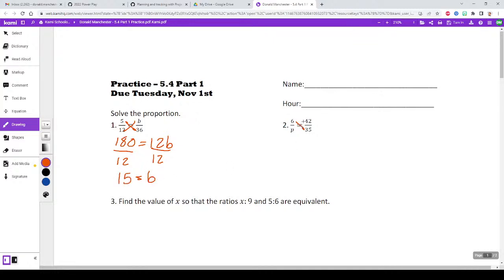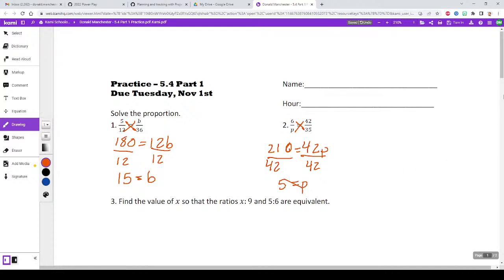Next, we're going to cross multiply here. 6 times 35 is 0, carry the 3, that's 210, equals 42p. To undo multiplication, we divide. And so 210 divided by 42, p equals 5.